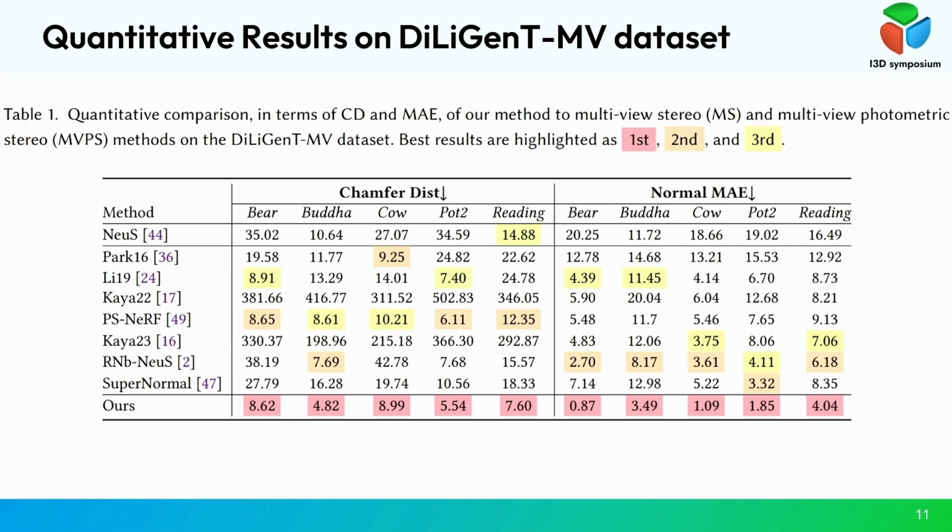Now we see some quantitative results on the DiLiGenT-MV dataset. In this table, we have two metrics: one is the chamfer distance metric and the other is the normal mean angular error metric. For better reconstruction quality, both metrics should be as low as possible. We have compared our method with the previous methods, and across all the objects in this dataset, we can see that our method gives the best chamfer distance and normal mean angular error value.